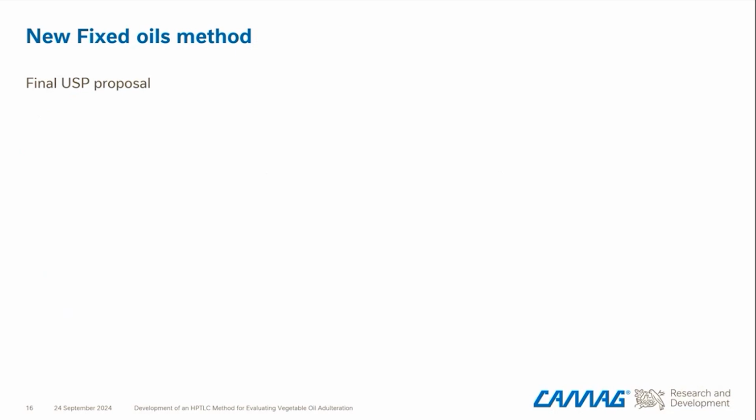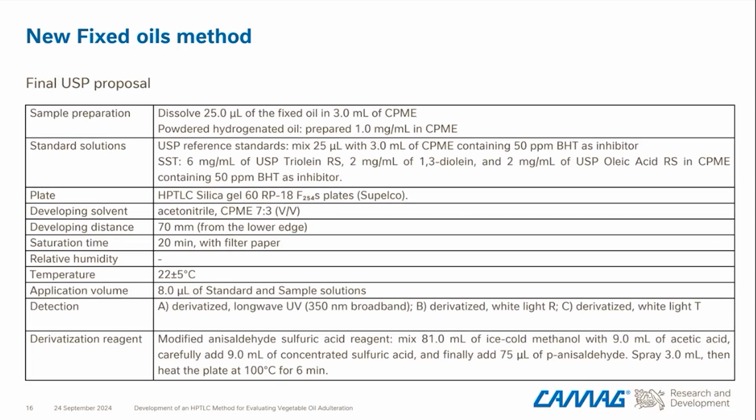So the final USP proposal that we have submitted is dissolving 25 microliters of the sample in 3 milliliters of CPME. The reference standards from USP are prepared the same way. We have also simplified the SST and proposed some reference standards from the USP instead of the corn or the olive oil. The method is done on an HPTLC plate RP18 with the fluorescent indicator. The developing solvent is really simple. It's acetonitrile CPME 7:3. There is a saturation and there is no activation.